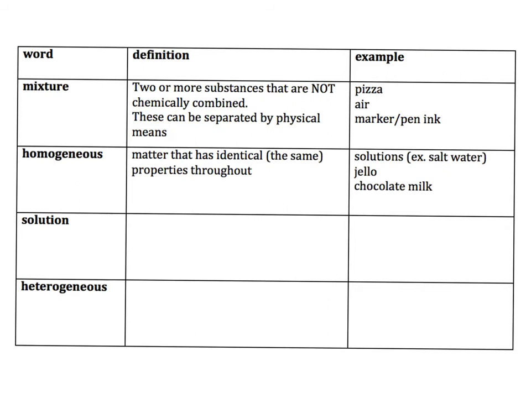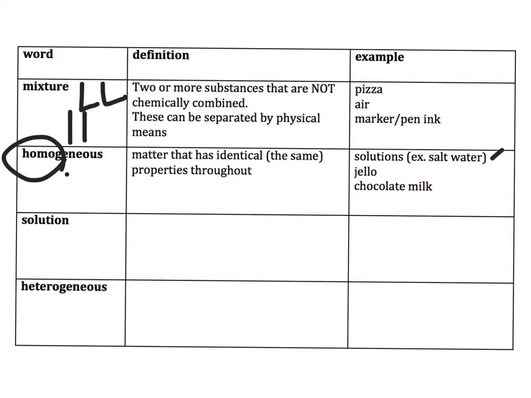The next word is homogeneous. If you remember from 7th grade, we used that word when we were saying the alleles for traits, little l, or big L. Those are the same. We call those homozygous. This is homogeneous, and this means that matter has identical or the same properties throughout. It looks exactly the same way. I cannot physically see the difference between all of the things that are in that mixture.